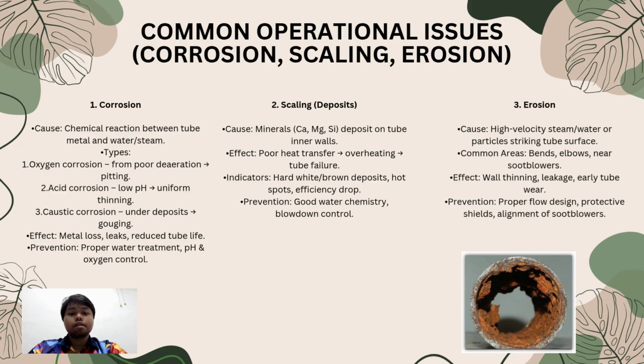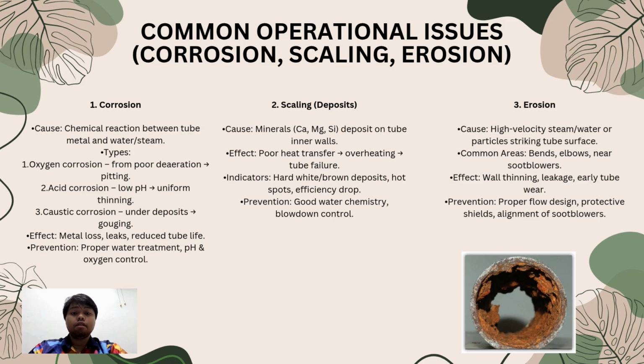Second, scaling deposits. Causes: minerals like calcium, magnesium, and silicon deposit on tube inner walls. Effect: poor heat transfer, overheating, and tube failure. Indicators: hard white or brown deposit, hot spots, efficiency drop. Prevention: good water chemistry, blowdown control.